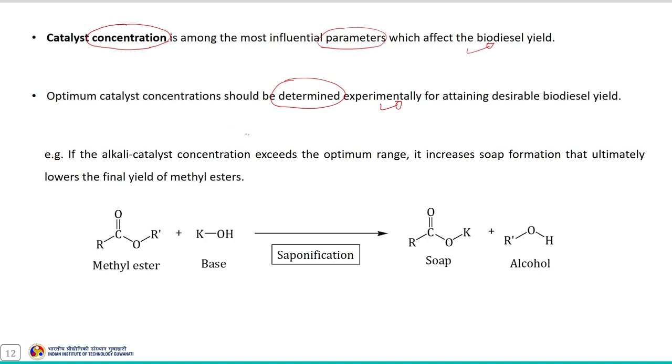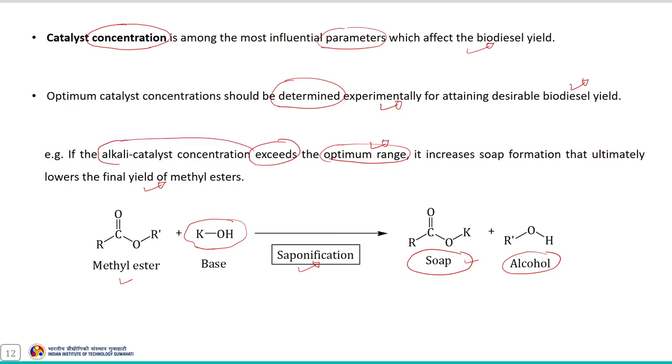In case the alkali catalyst concentration exceeds the optimum range, it increases soap formation, and that ultimately lowers the yield of methyl ester. As represented in the following reaction, the methyl ester reacts with excess alkali present in the reaction mixture and produces soap and alcohol as products, and this reaction is commonly referred to as the saponification reaction or saponification process. For that reason, the optimum catalyst concentration needs to be used during the alkali catalyzed transesterification process for attaining the maximum biodiesel yield.